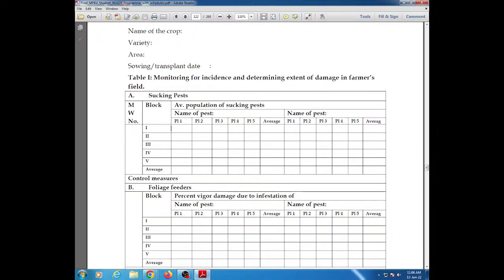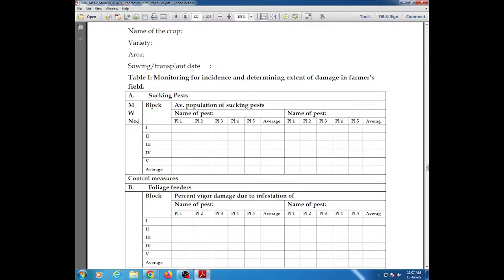Now look at the table in which the data is to be filled. Table 1 says monitoring for incidence and determining the extent of damage in the farmer's field. Whatever the crop in question, you have to find the sucking pest of that crop, and the meteorological week number. This is the MW number, that is meteorological week. How the meteorological week starts, you are given guidelines by the meteorological department.